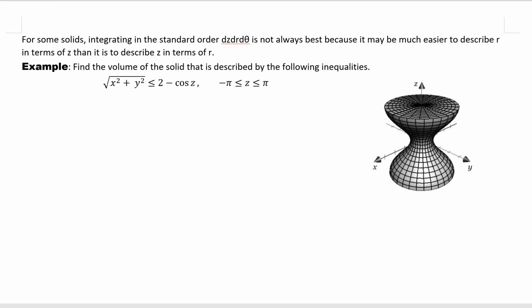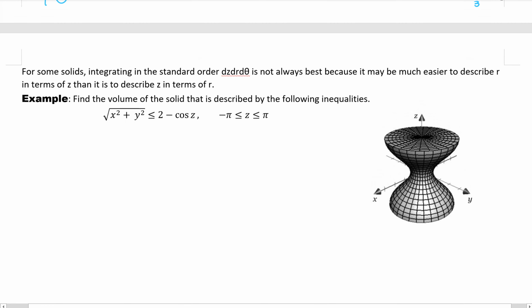But for some solids, integrating in the standard order dz, dr, d theta is not the best, because it may be much easier to describe r in terms of z than it is to describe z in terms of r. Let me review with you. For rectangular coordinates, dv is dx dy dz, and it could be other orders as well. We know there are 6 different orders.